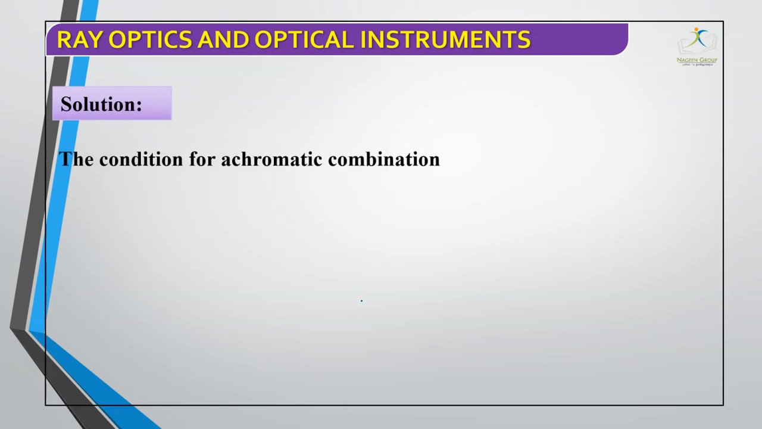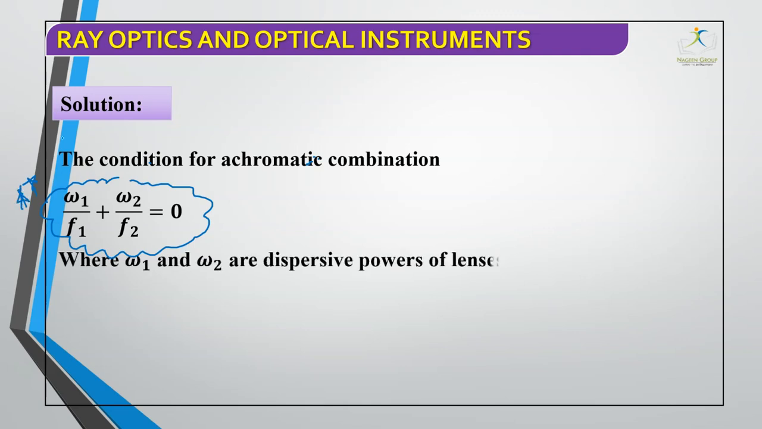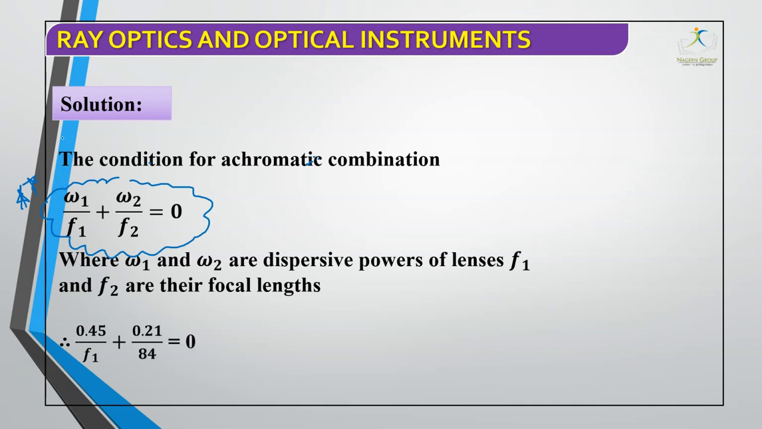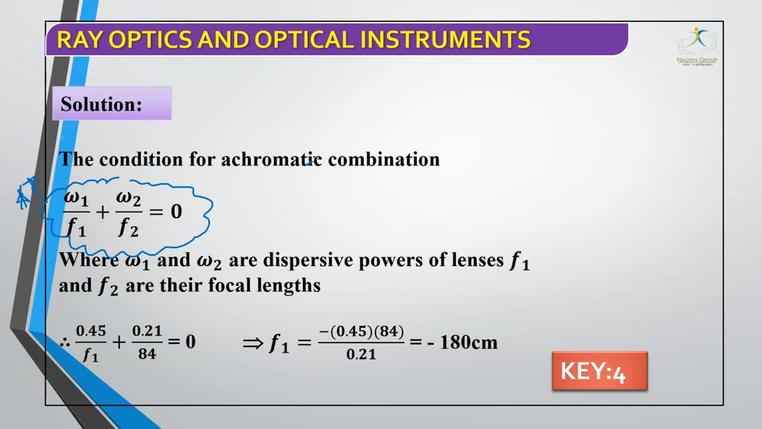The condition for achromatic combination, omega 1 by F1 plus omega 2 by F2 is equals to 0. Now for the NEET and for the JEE examination, this is a very important formula, as well as for the board students also. Where omega 1 and omega 2 are the dispersive powers of the lenses, F1 and F2 are their focal lengths. 0.45 divided by F1 plus 0.21 divided by 84. This comes the value of F1, which is minus 180 centimeter. According to this, the right option is the 4th.